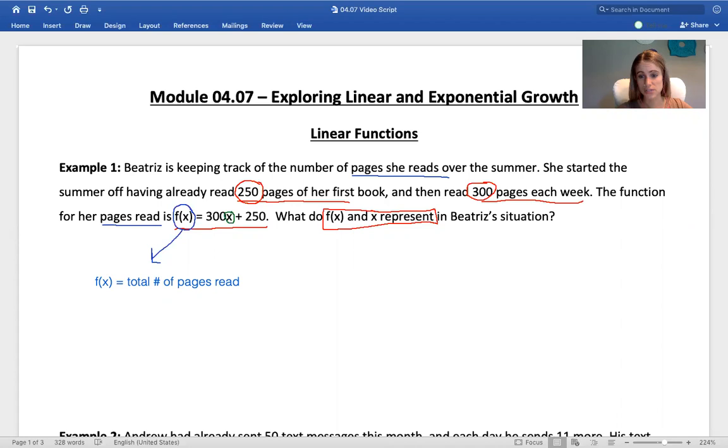Well, it says 300 pages each week. Well, each is another word for multiplication or per. So therefore, week must be what my x represents. 300 times x. 300 pages each week.